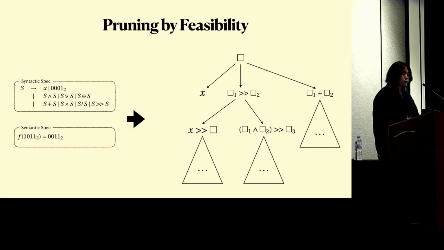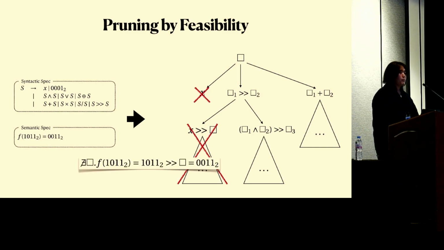The popular top-down strategy searches for the unknown target function by starting with a partial empty program and then gradually filling in the program holes. For example, we can fill in the initial hole with x, or we can fill it in with right shift or plus. We can also fill in the left hole with another x, and so on. During the search, any infeasible partial program that can never satisfy the given examples is pruned. For example, a partial program x right-shift hole can be pruned since no matter how we fill in the hole, the semantic spec cannot be satisfied.